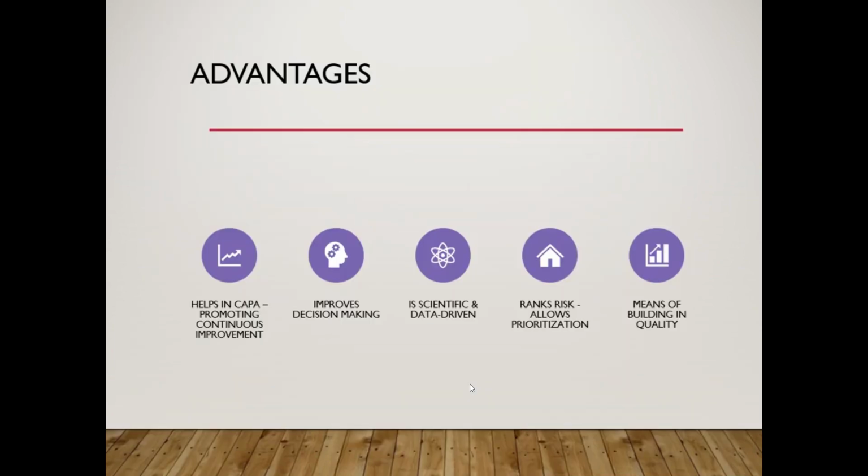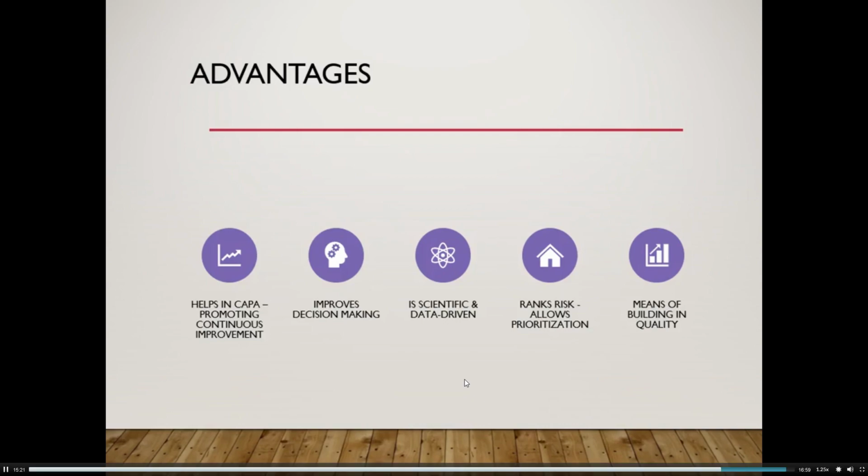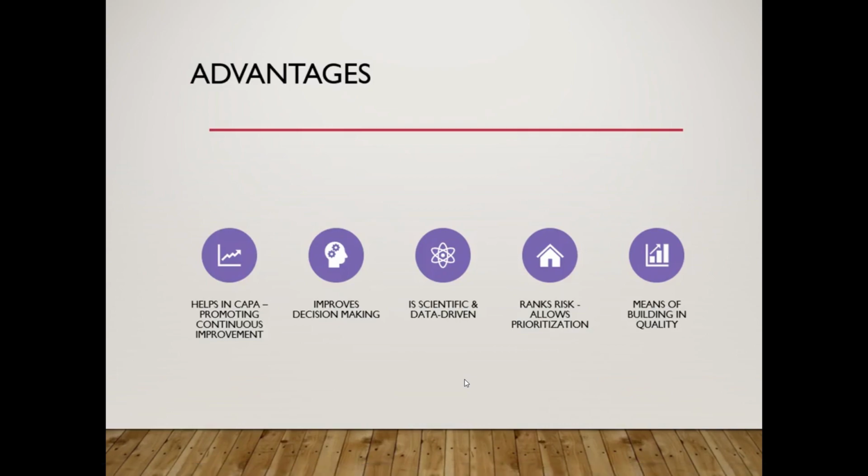So some of the advantages of having a QRM system are, firstly, it helps in CAPA, which is promoting continuous quality improvement. Corrective and preventative actions are a great way of identifying your risks, implementing an action to ensure that those risks are controlled at all times, and following up on those actions and making sure that they are implemented. QRM improves decision making, so it identifies what gives the most benefit to the patient, and fewer failures are a result of a QRM process. It's scientific and it's completely data driven, so it reduces subjectivity. It's completely based on fact.